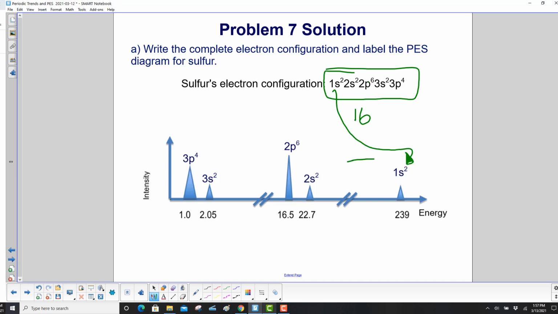And then you move over to 2s2, 2p6, and also note here the height of this is equivalent to here, so we're going to say that's 2 electrons. Then 2p6, this peak is 3 times the height of this one, and that makes sense. 3 times 2 is 6 electrons. 3s2 is on a par with 2s2 and 1s2, and finally 3p4, and this is double the size of the 3s2, double the intensity.